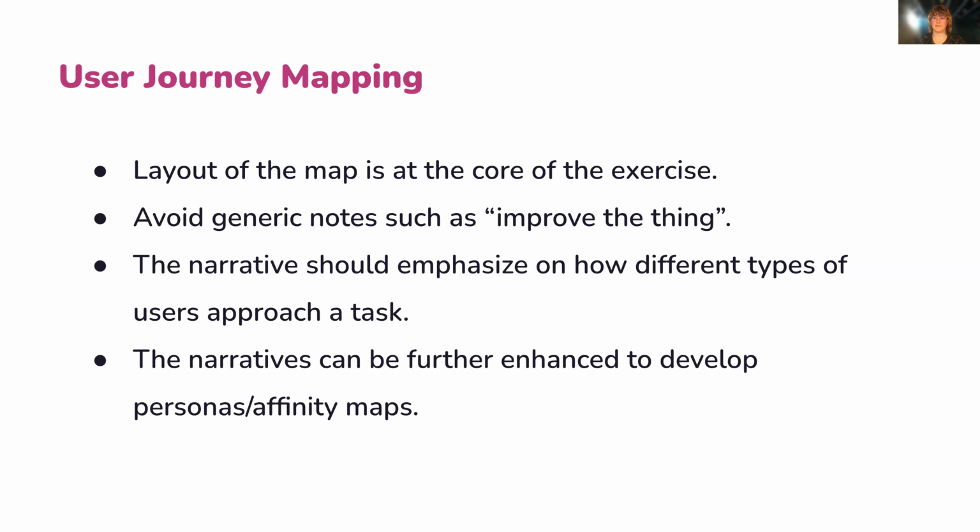We do about 10 tasks and it takes about 45 minutes or an hour per participant. So the layout of the map is really the core of the exercise. You want to avoid generic notes such as improve the button or change the color. You want to be more specific than that. The narrative should emphasize how different types of users approach a task. And the narratives can then further be enhanced to develop personas or affinity maps, and we'll be making affinity maps in part 2 of the workshop.